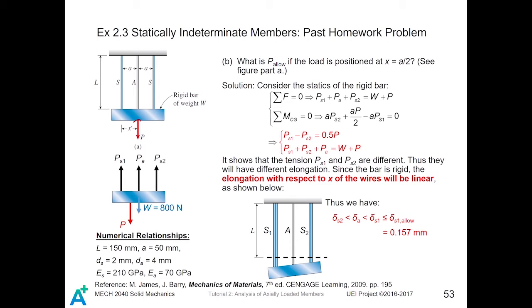For the next problem, it changed a little bit. Now P is not located in the middle. It is shifted to the left hand side. For this problem, it will become rather complicated, but significantly, the inclination of this bar would be like this.